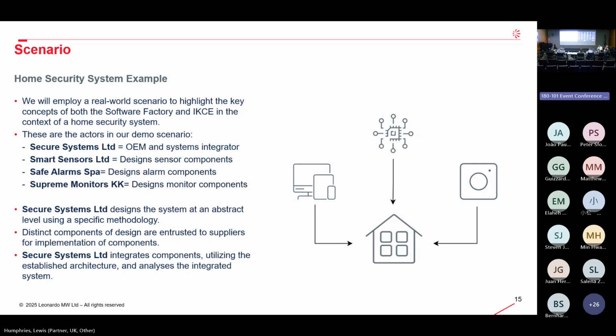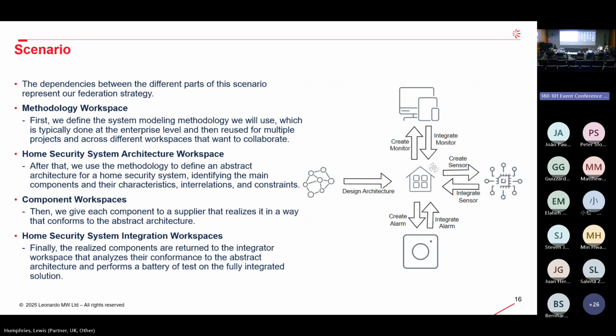And after that, they would then be sent back to secure systems who would integrate those components together into a fully integrated and realized home security system architecture. So how do we use this in IKC? The dependencies between the different parts of the scenario we're using to represent our federation strategy. And by doing this, we would have 6 key what we call workspaces.